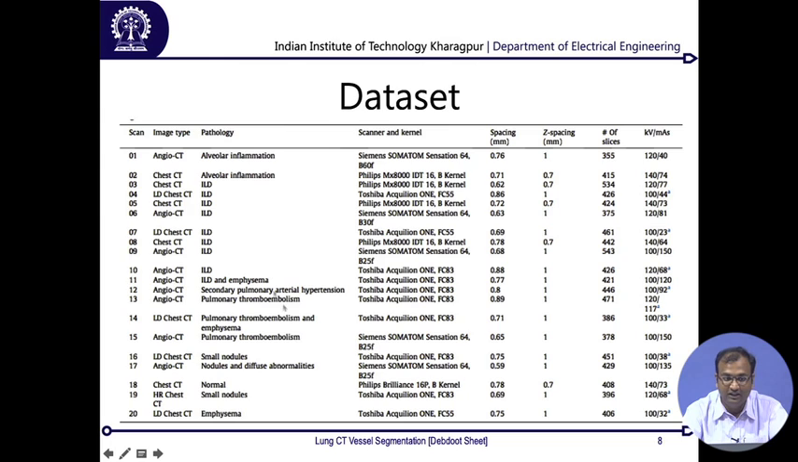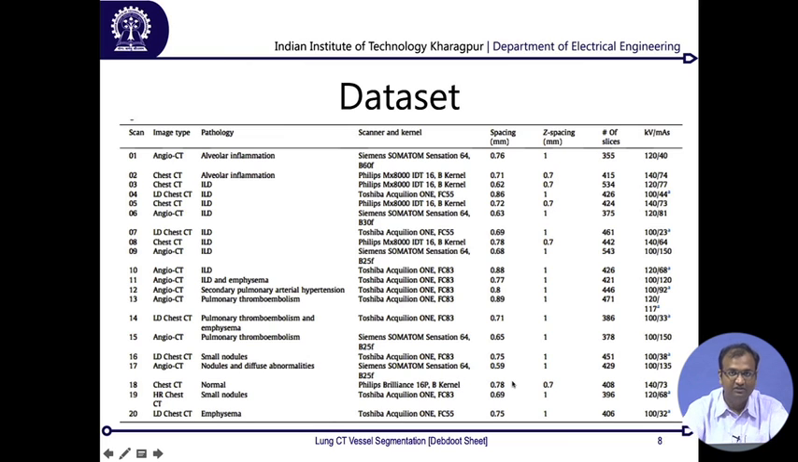So they were not from healthy people at all, they were from different pathologies, and that included alveolar inflammation, pulmonary thromboembolism and multiple others. And if you look at this column, you see that they are from different scanners. So the make and model of each of these different scanners is given. On top of that, the spacing in millimeter and the Z sampling.